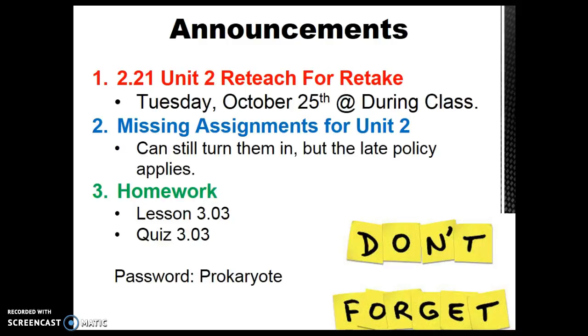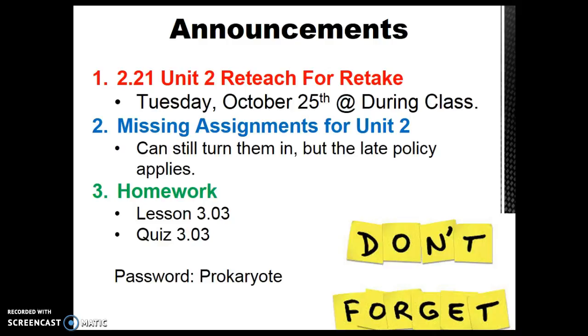The reteach for retake for your test that you took last Tuesday. The reteach is during class on Tuesday, October 25th. Please make sure that you are there and ready to take notes on that. Even if you are satisfied with your score, you are required to be there.